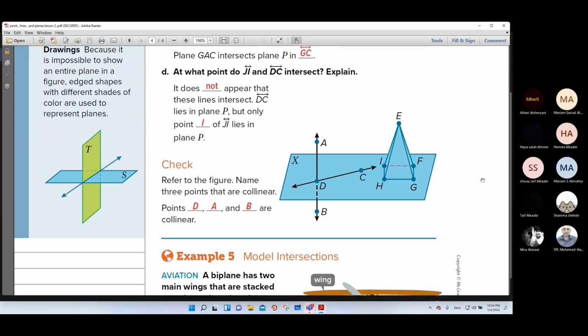In this example, refer to the figure, name 3 points that are collinear. Collinear means in the same line. So we have points D and E and V, or D and A and V. These are in the same line, so the name of these 3 points is collinear.